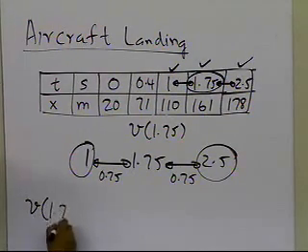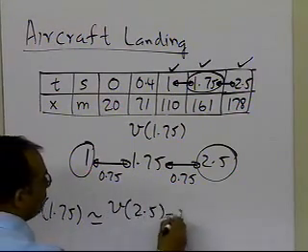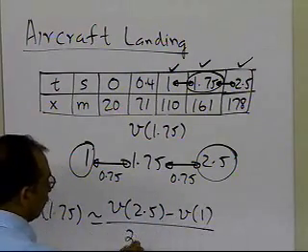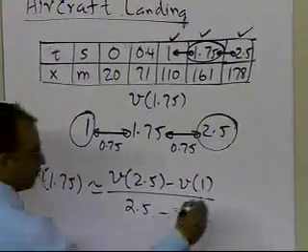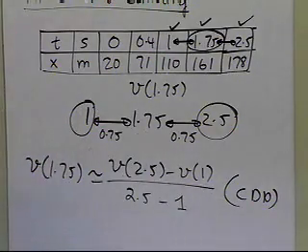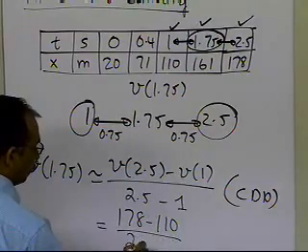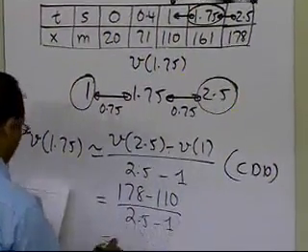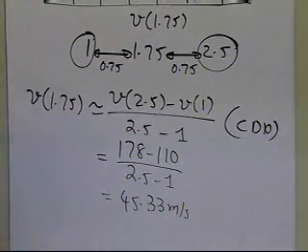So the value of the velocity at 1.75 is approximately equal to the value of the velocity at 2.5 minus the velocity at 1 divided by 2.5 minus 1. Again, keep in mind the only reason why I'm able to use the central divided difference scheme is because the points are equidistantly spaced from the point where I want to calculate the value of the velocity. So in this case, it turns out to be equal to 178 minus 110 divided by 2.5 minus 1, and this value turns out to be 45.33 meters per second. So that's the value which I get by using the central divided difference scheme.